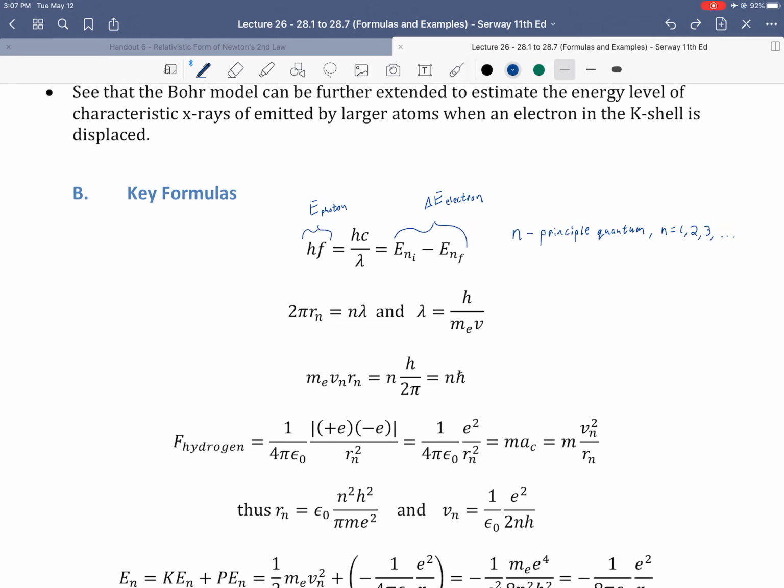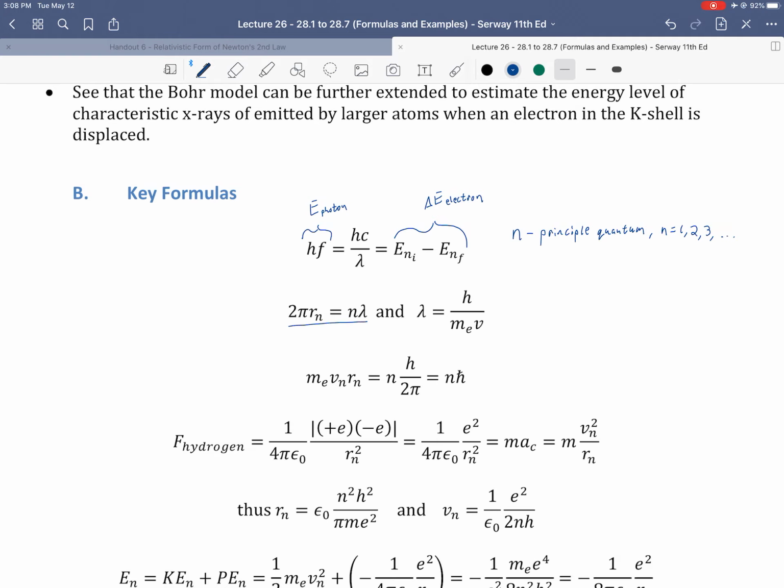The other big thing that we want to discuss in the Bohr model is the idea of the de Broglie wavelength. That's what's represented here: there has to be an integer number of electron de Broglie wavelengths that fit in any given orbit.